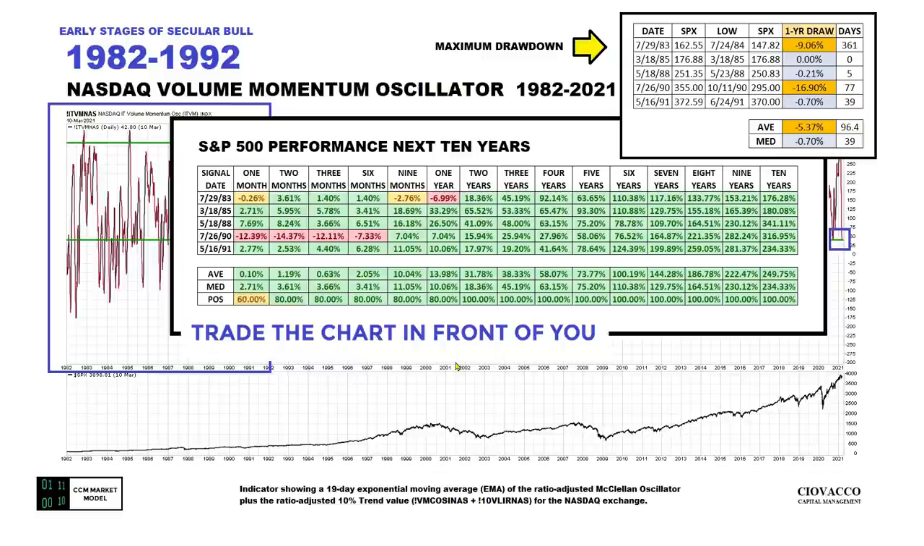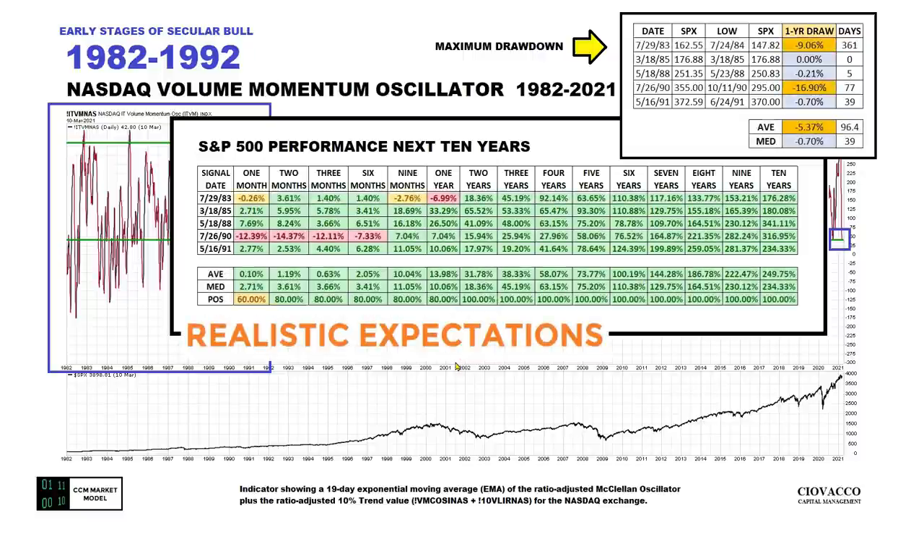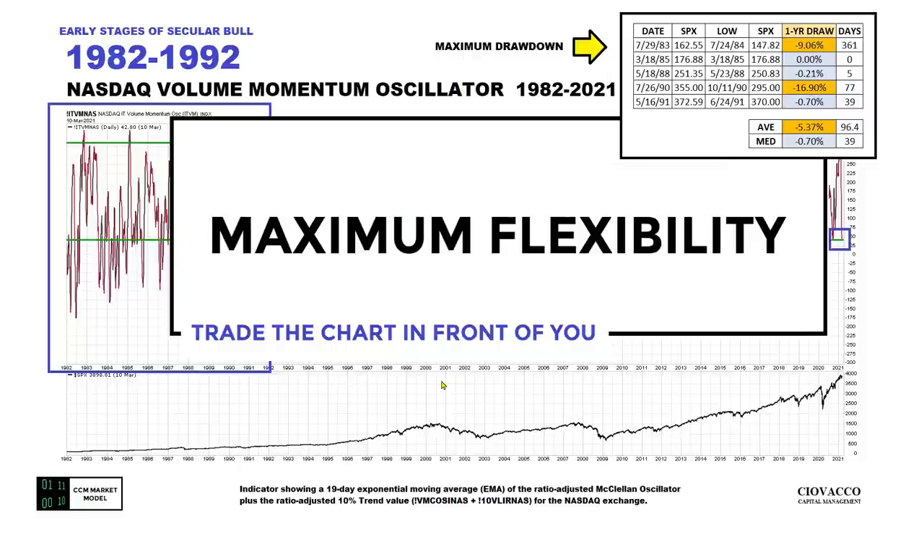If we stay in the now and trade the chart in front of us, we should be able to handle the wildly bullish scenarios, and we should be able to handle the give back scenarios. And we should be able to handle painful drawdown scenarios like the 1990 case. And we all know, in order to handle a wide range of outcomes and trade the chart in front of us, it's extremely important that we head into next week and every week with that flexible, unbiased, and open mind.